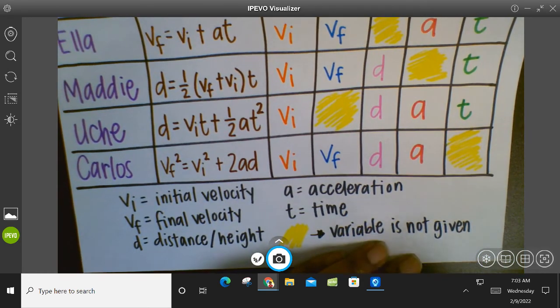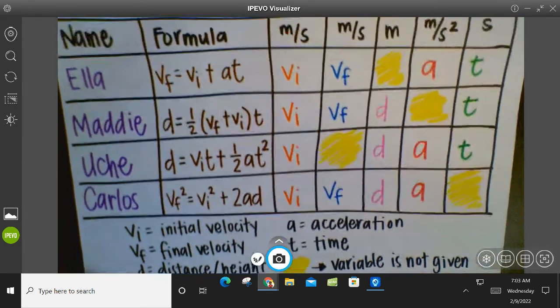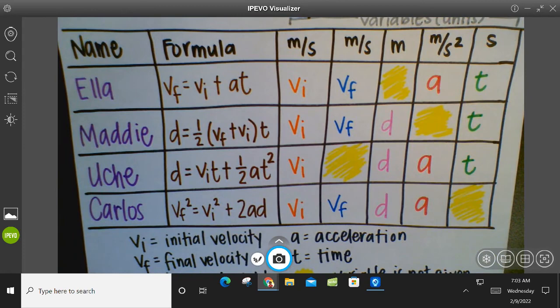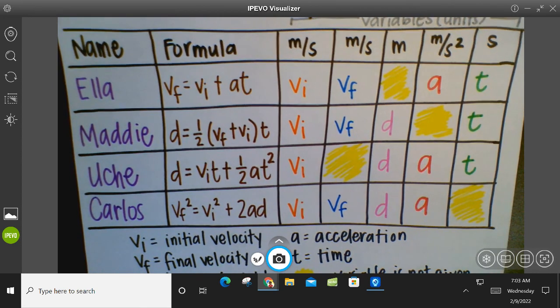All right, so let's make sure we get this in our notebooks. Okay, and then from there we can practice. So remember, we're going to learn how to recognize based on what we're given and what we're trying to find, which formula we need to use. And it will be one of our 4 that we have here, Ella, Maddie, Uche, or Carlos. All right, so let's get started.